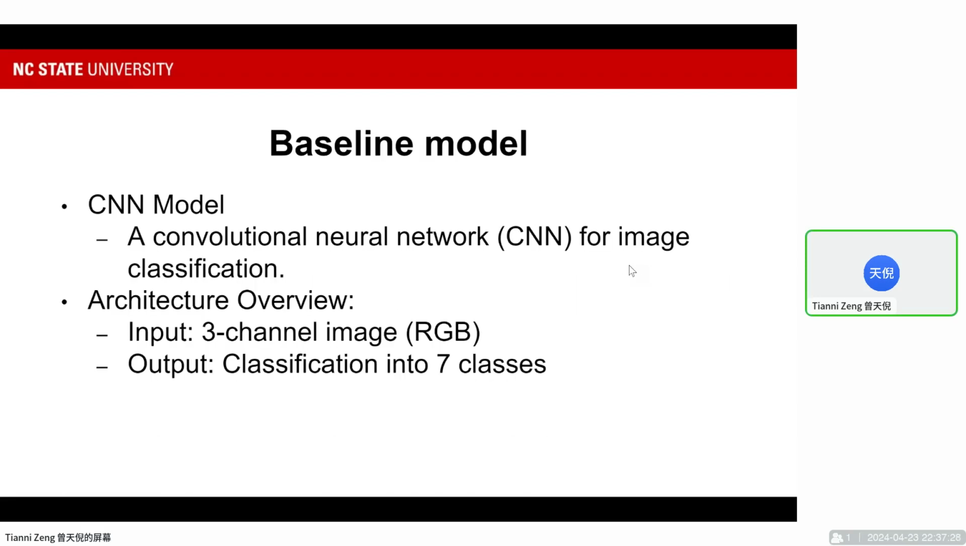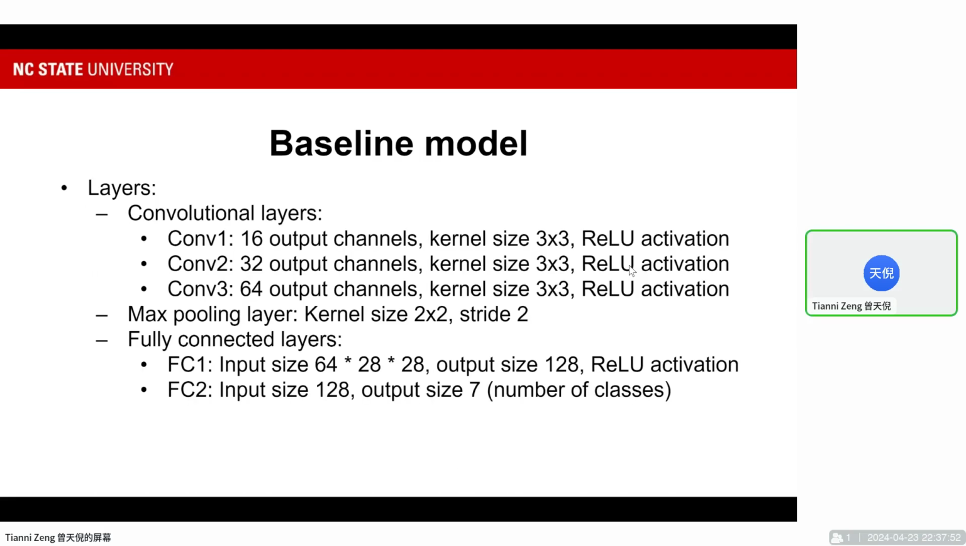Now let's go through something about our baseline model. Our baseline model is a convolutional neural network for image classification. Since our task is image classification, our baseline model takes a 3-channel RGB image as input and uses a classification layer to classify these images into 7 classes.